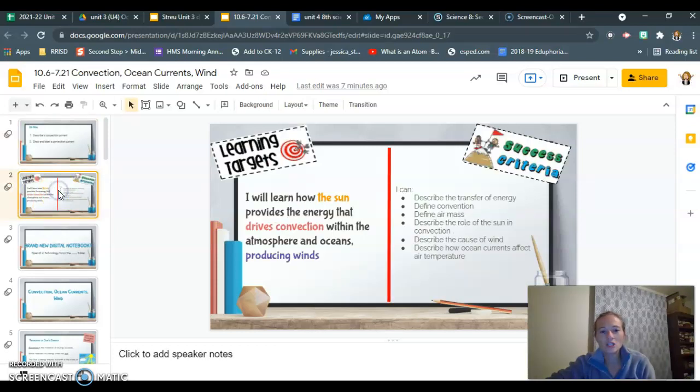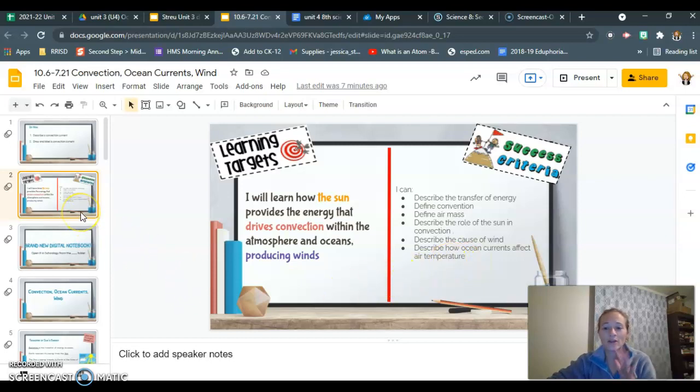Okay, learning target today. I will learn how the sun provides the energy that drives convection within the atmosphere and oceans, producing wind. We have a few I can statements today. I can describe the transfer of energy, define convection, define air mass, define the role of the sun in convection, describe the cause of wind, describe how ocean currents affect air temperature.